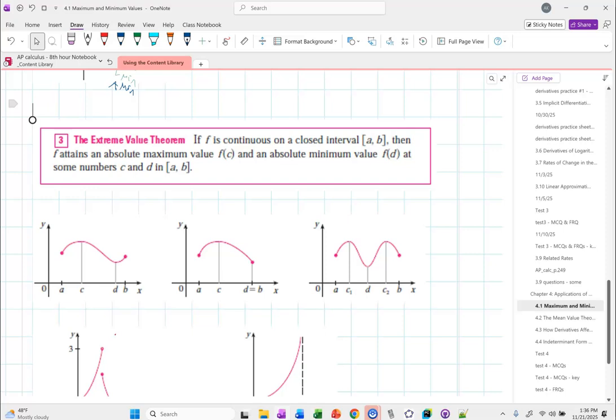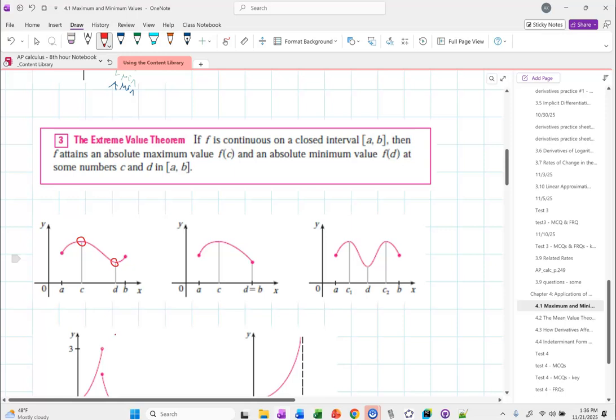Rather than proving this, I'm going to demonstrate why this is true. So here's my closed interval from A to B. If I try to connect the points without picking up my pencil, I have to create a maximum and a minimum, right?